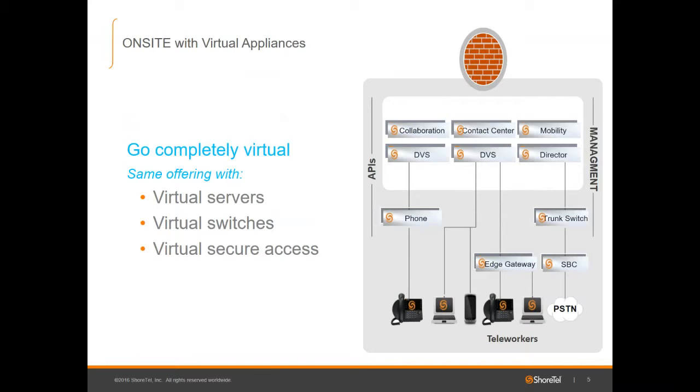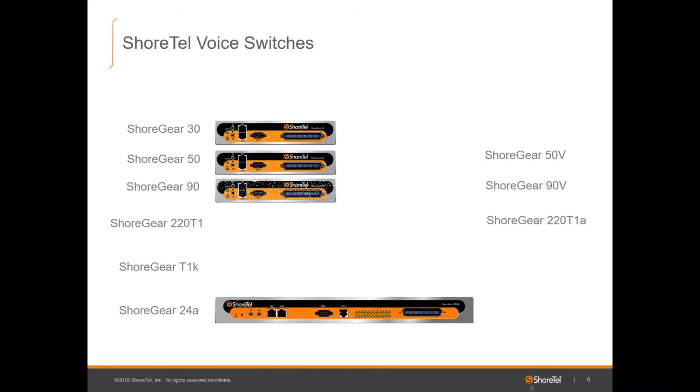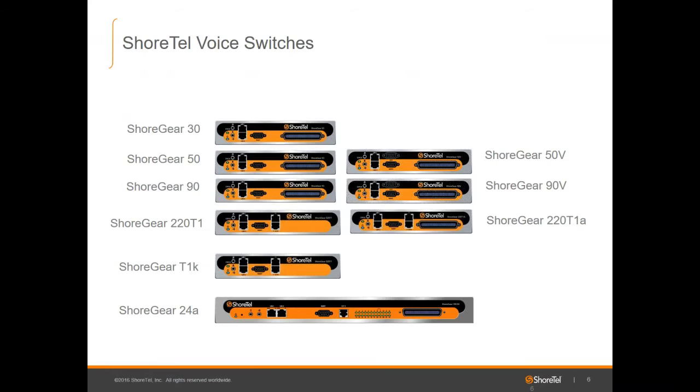The main benefit to doing this is to leverage existing investment in VMware and then migrating all the ShoreTel physical appliances over to that environment, which also saves physical space, power, and a few other considerations there. Next slide, this is going to review our set of ShoreTel voice switches that you all should be familiar with, such as the ShoreGear 30, ShoreGear 50, ShoreGear 90. Of course, we have our 220 T1 and T1K when we need to bring in PRIs, and we have our 24A for analog connections.